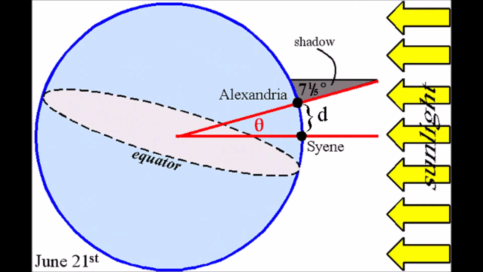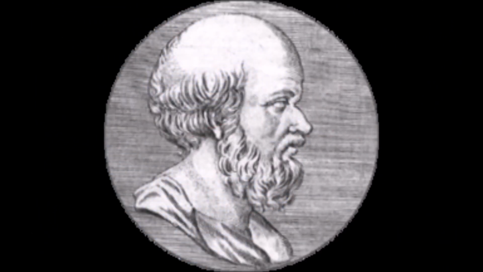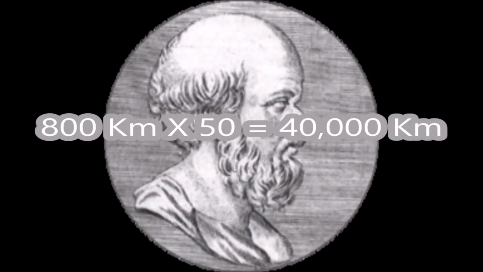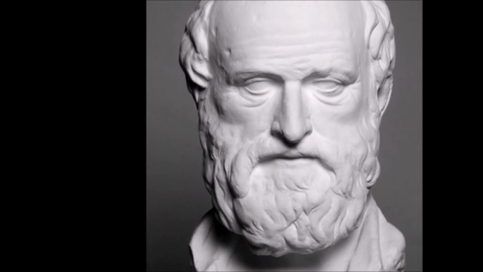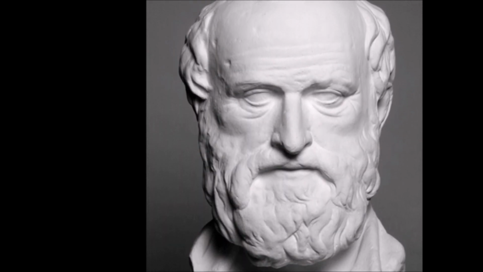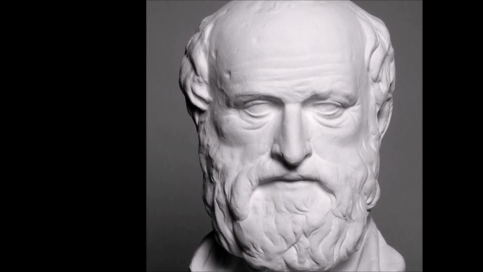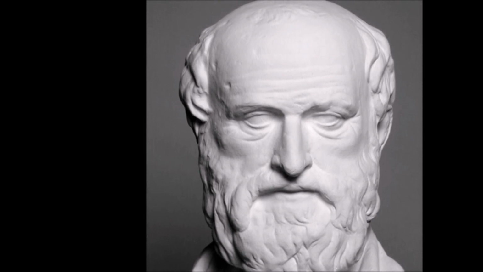which are 360. With this, Eratosthenes multiplied 800, which is the distance in kilometers from Syene to Alexandria, by 50, which gives a result of 40,000. That will be the circumference of the Earth, and this result was correct. This is how Eratosthenes discovered the circumference of the Earth using only his mind and the shadows that columns project.